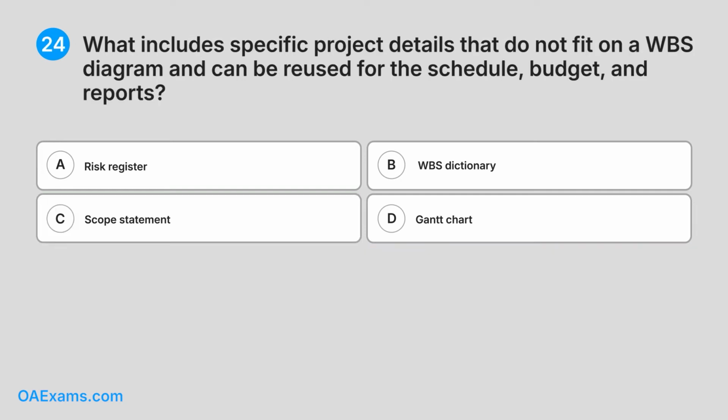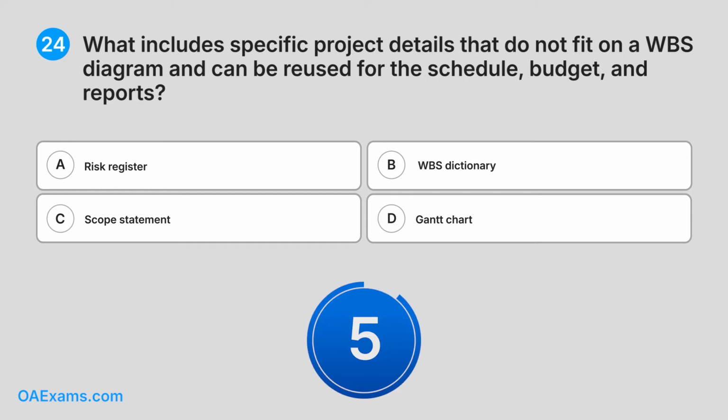24. What includes specific project details that do not fit on a WBS diagram and can be reused for the schedule, budget, and reports? A. Risk register. B. WBS dictionary. C. Scope statement. D. Gantt chart. Can you guess the answer?